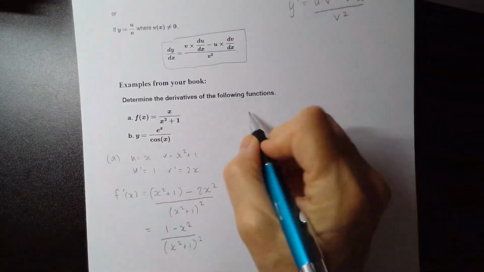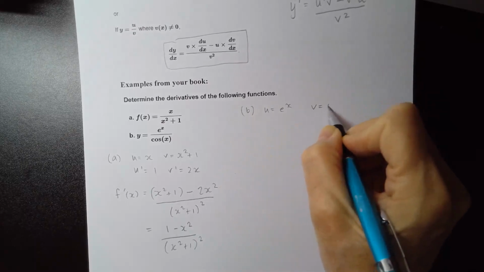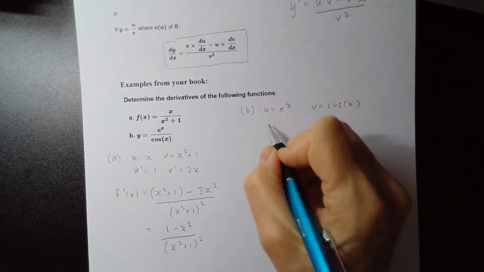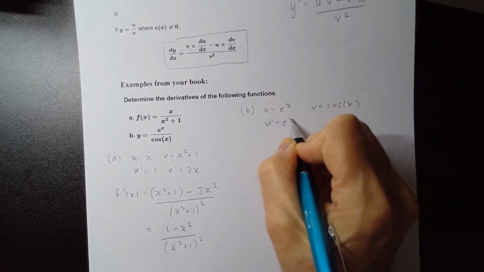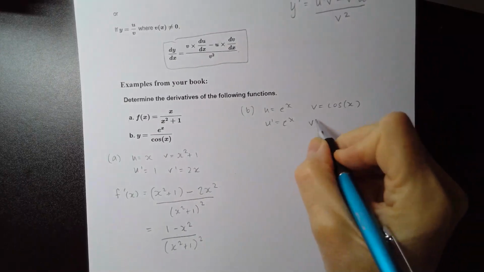All right, so in B, u is e to the x and v is cos x. So I have to know all these derivatives. I do have to know that. So you maybe make a list for yourself in a study book or something of what all the derivatives are that you know or should know.